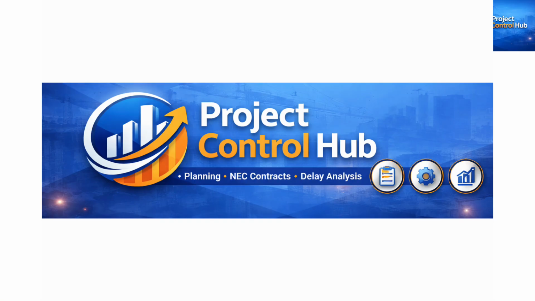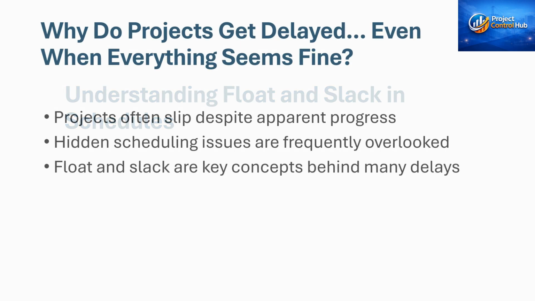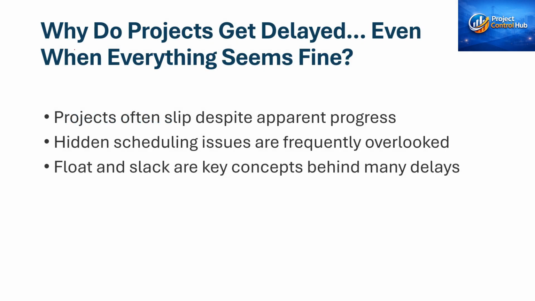In this video, I'll be explaining float in schedule. First, we need to understand that in schedule, float and slack are the same thing in project control. There is a common question: why does the project get delayed when everything seems fine? When we check our schedule, if the SPI is greater than 1, we mean to say that the project is on track. But there are some things that may be working beyond the float, beyond the critical path. So we need to check it.